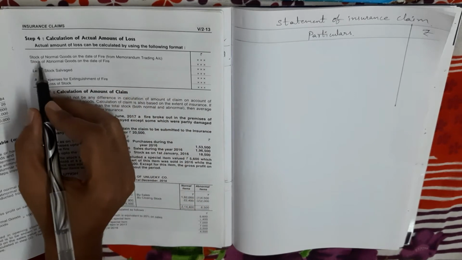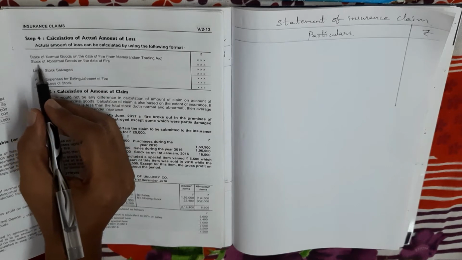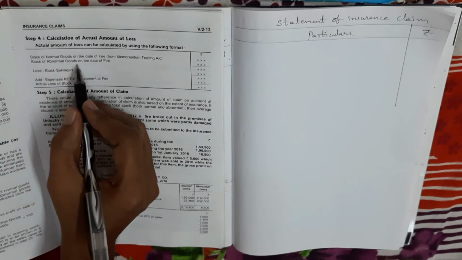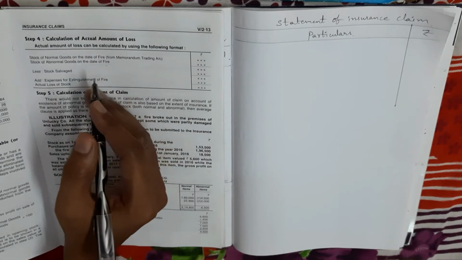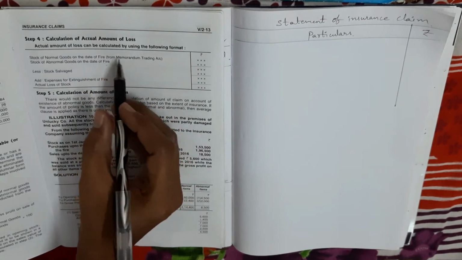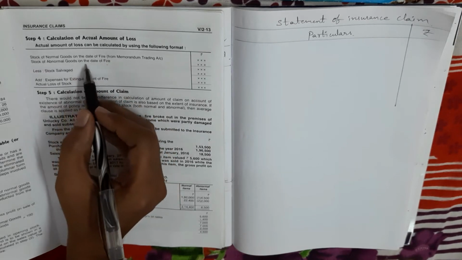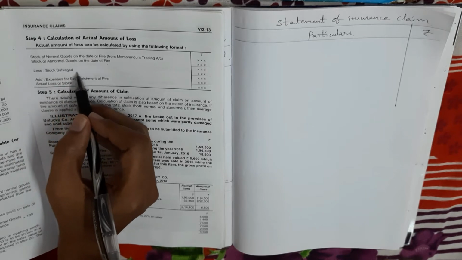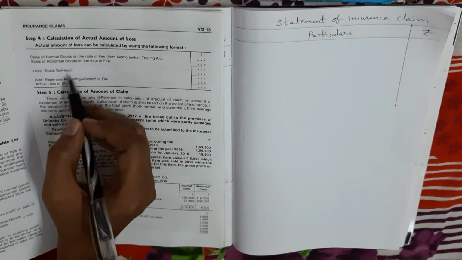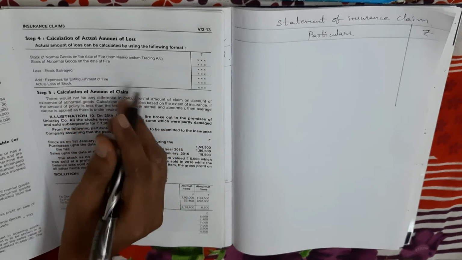So the closing stock of normal goods on the date of fire, and also we add the closing stock of abnormal goods on the date of fire. Both the amounts we take here. In the trading account we show them separately, but at the end we take the total closing stock of normal goods and abnormal goods. Then we deduct the value of salvage stock, if any is given in the problem. Then we get the actual loss of stock.